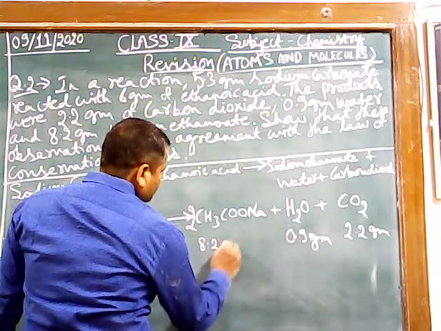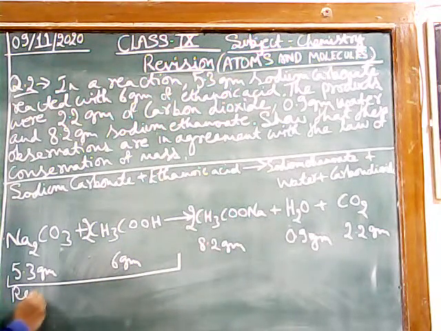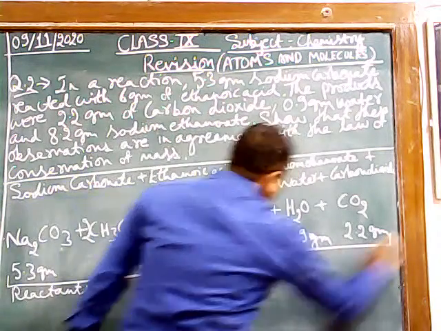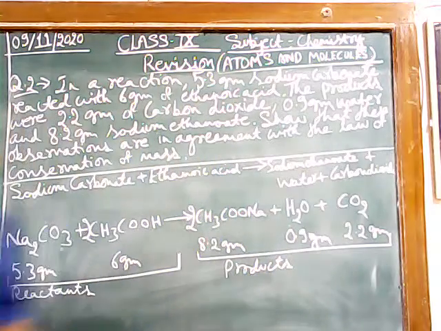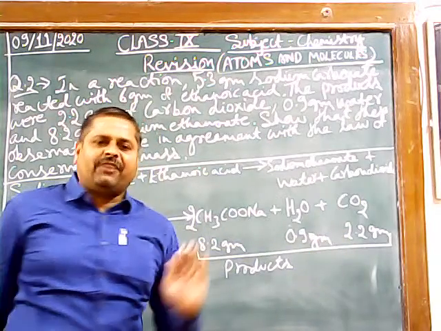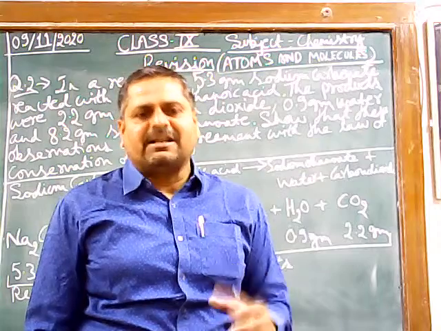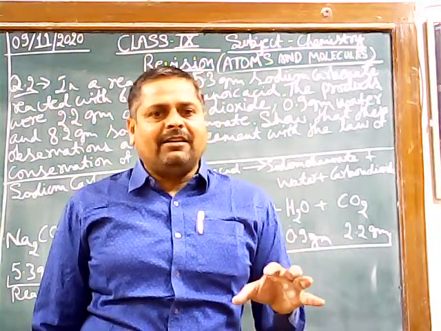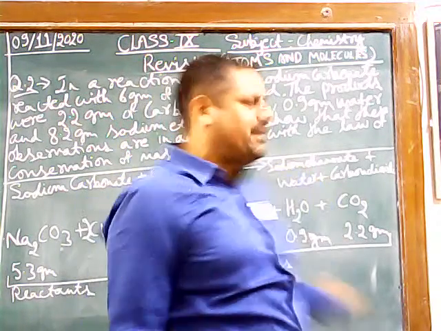Now what do we have to see? These are the reactants and these are the products. Simply we have to check whether the sum of the masses of the reactants is equal to the sum of the masses of the products or not. If it is equal, that means the observations are in agreement with the law of conservation of mass. And if the masses of the reactants and products are different, then these observations are not in agreement with the law of conservation of mass. So let us check this.